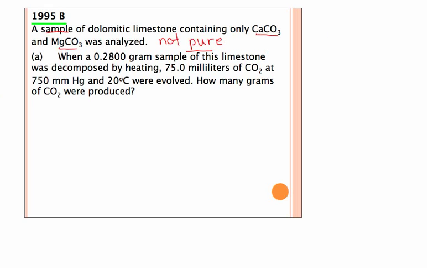Now, in the first part, it gives us, let's highlight these, we have a 0.2800 gram sample, and it's decomposed. So we're going to see one of the answers to decomposition here in a minute. Even though we haven't learned it, we're going to pre-learn it a little bit. And this clearly tells us that we get CO2 as part of that decomposition, and they give us a pressure and a temperature and ask for grams.